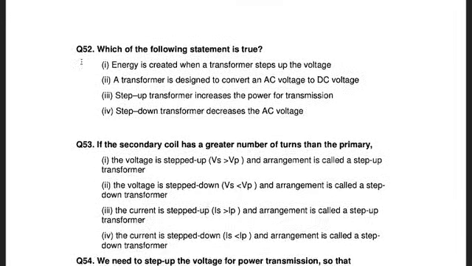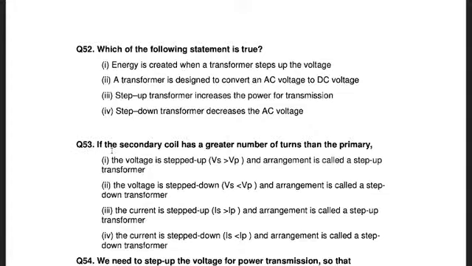Question 52. Which of the following statements is true? Option 1, energy is created when a transformer steps up the voltage. Option 2, a transformer is designed to convert an AC voltage to DC voltage. Option 3, step up transformer increases the power for transmission. Option 4, step down transformer decreases the AC voltage. Correct. The answer is 4. Step down transformer decreases the AC voltage.